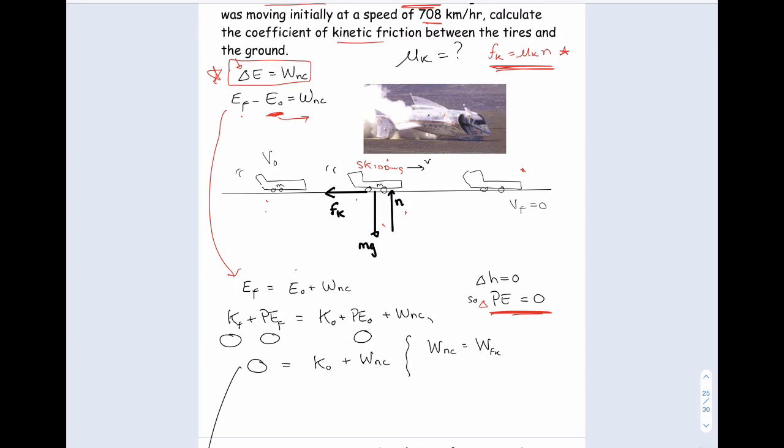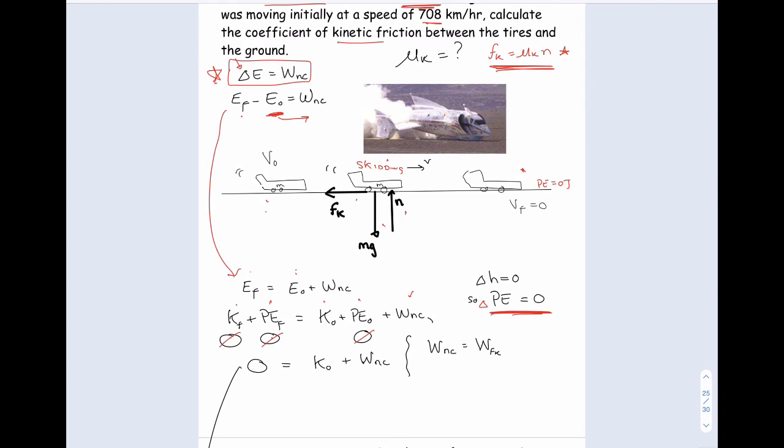Now I'm going to look at each term. My E final is kinetic plus potential, final. E initial is kinetic plus potential, initial. And then I have that term. The things I can cross out: final kinetic is 0, because it stopped. Final potential is 0, because essentially I'm saying potential energy is 0 at the ground, and it doesn't move above or below the ground. So final kinetic 0, final potential 0, initial potential 0, because it's still at ground level.